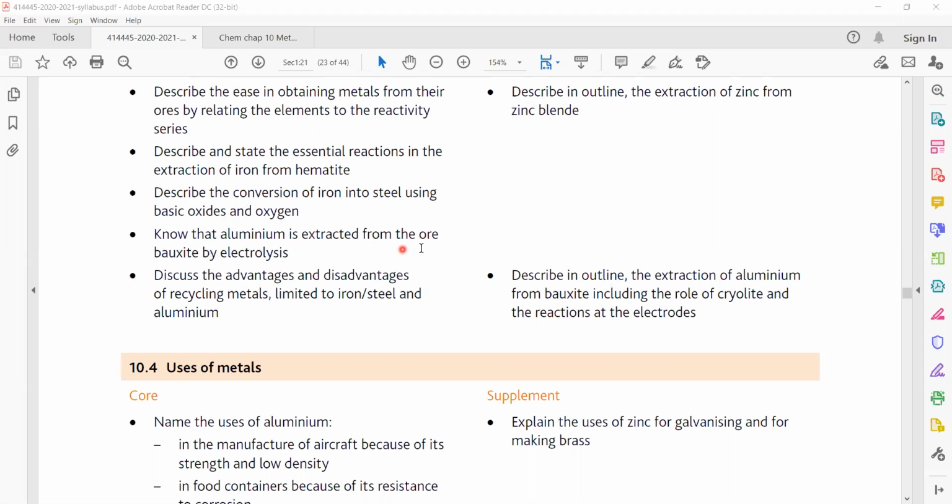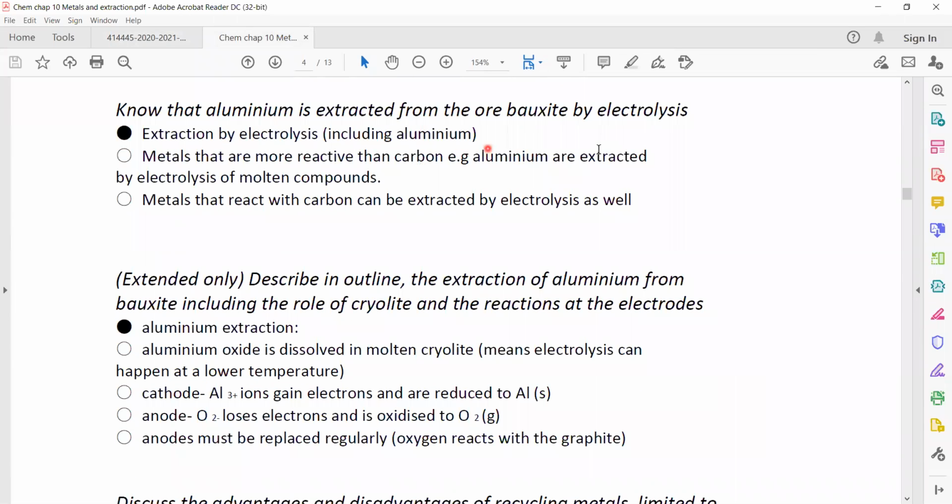Aluminium is extracted from the ore bauxite by electrolysis. So what do we do for the extraction of aluminium? Since it is a metal that is more reactive, we extract it by electrolysis instead of reacting it with carbon. The aluminium ore also contains iron oxide. Aluminium oxide is amphoteric, so it can react with both acid and alkali. Iron oxide is a basic oxide, so it reacts with acid only. When we add an alkali, aluminium oxide will react, whereas iron oxide does not. So we can filter to remove the iron oxide, and then we do electrolysis of the aluminium oxide.